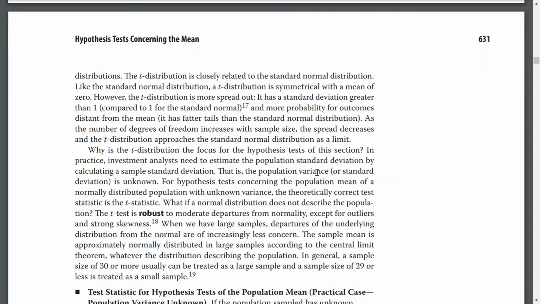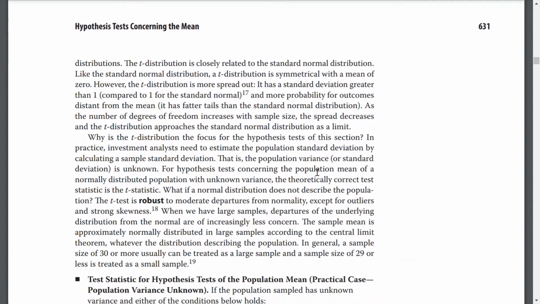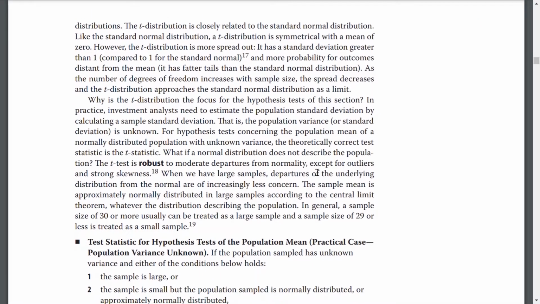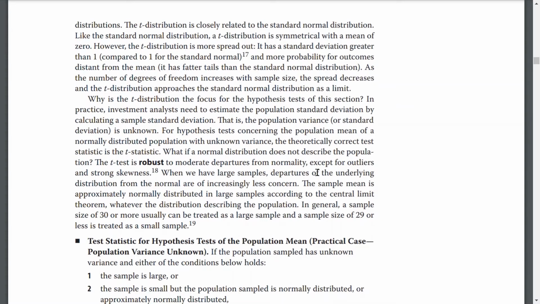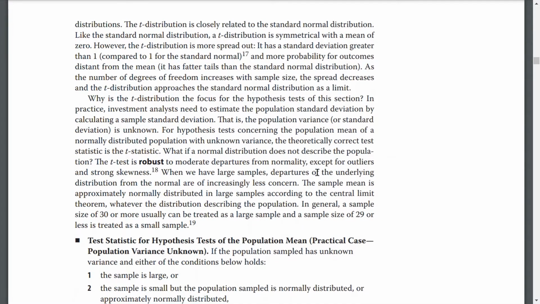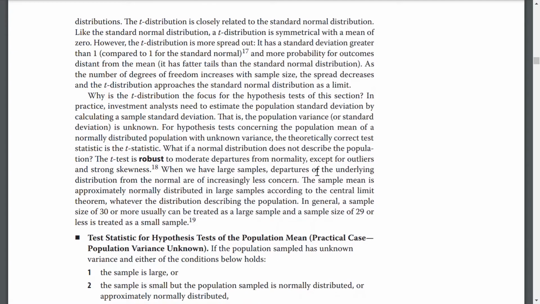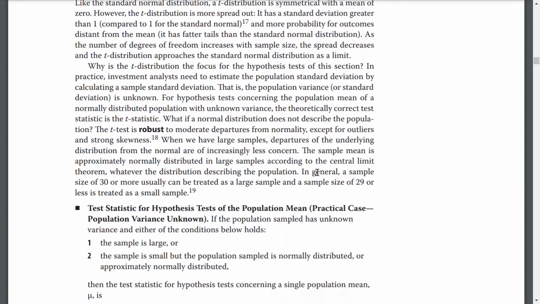However, the t-distribution is more spread out. It has a standard deviation greater than 1, compared to 1 for the standard normal, and more probability for outcomes distant from the mean. It has fatter tails than the standard normal distribution. As the number of degrees of freedom increases with the sample size, the spread decreases, and the t-distribution approaches the standard normal distribution as a limit. Why is the t-distribution the focus of the hypothesis test?